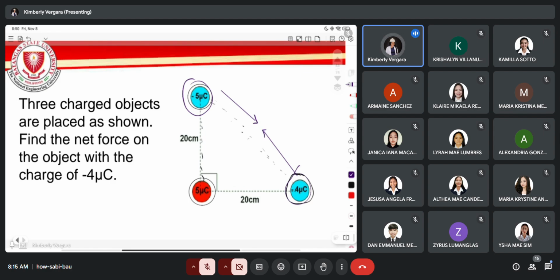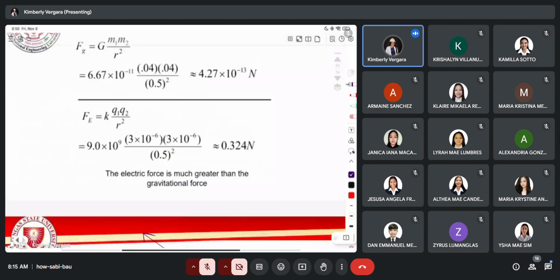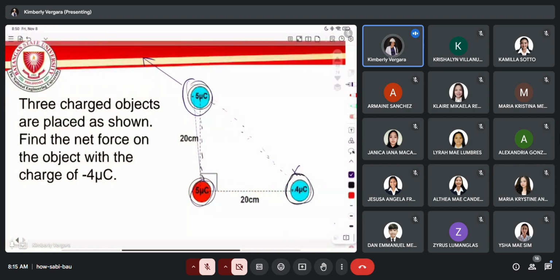Okay, and then dito po, kay 5 microcoulomb and negative 5, pares pala itong negative, so magkakaroon tayo ng repulsion. Ano po? So, papalayo. And then, dito kay negative 5 microcoulomb and then 5 microcoulomb, attraction po sila. So, ito po yung ating mga forces, yung ating mga vectors.